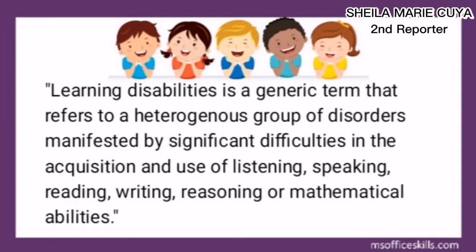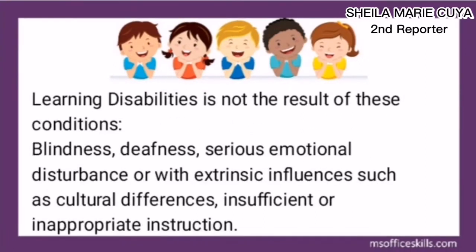These disorders are intrinsic to the individual and presumed to be due to central nervous system dysfunction. Learning disabilities may appear across the lifespan. Problems in self-regulatory behavior, social perception, and social interaction may exist in learning disabilities but do not themselves constitute a learning disability. Although learning disabilities may occur concomitantly with other handicapping conditions, for example blindness, deafness, serious emotional disturbance, or with extrinsic influence such as cultural differences, insufficient or inappropriate instruction, learning disabilities is not the result of these conditions.